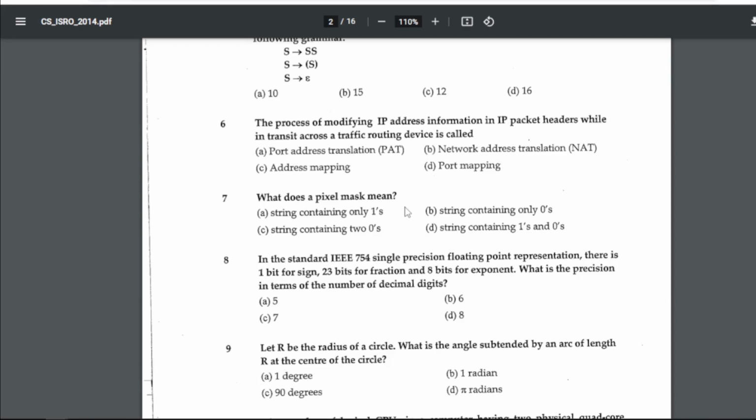So the mask, let's say 111100 0 for instance, could be used to display a dashed line with a dash length of 4 pixels and an inter-dash spacing of 3 pixels. So basically, the answer is D. That is, the pixel mask is the string containing ones and zeros.